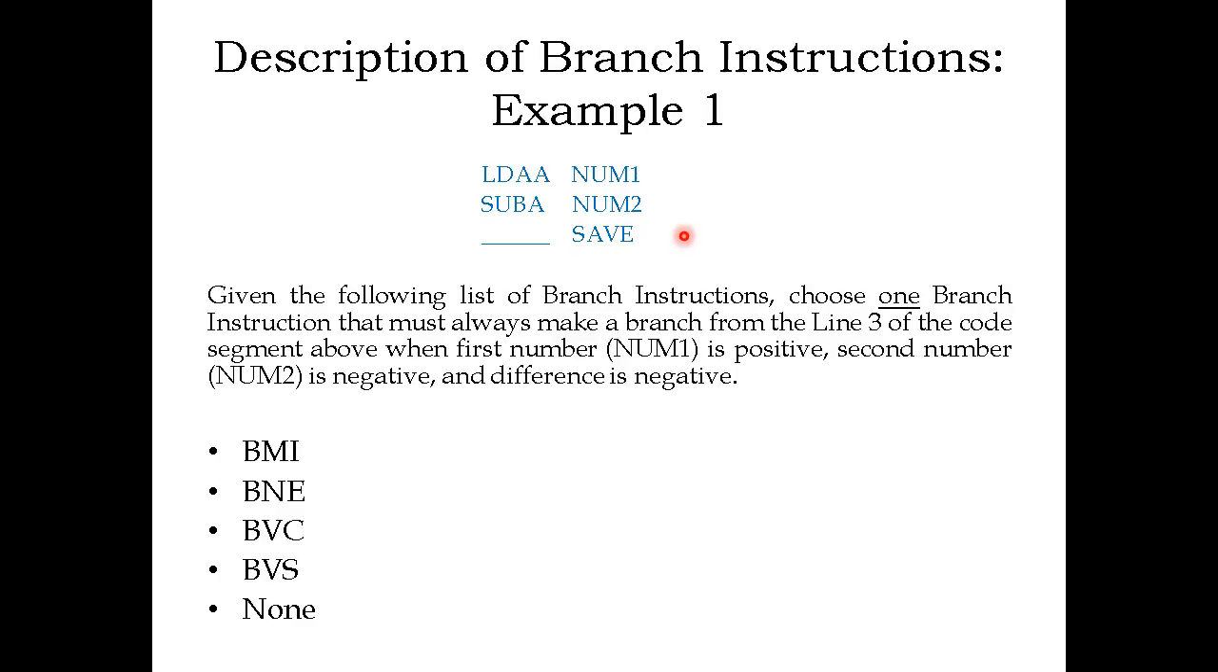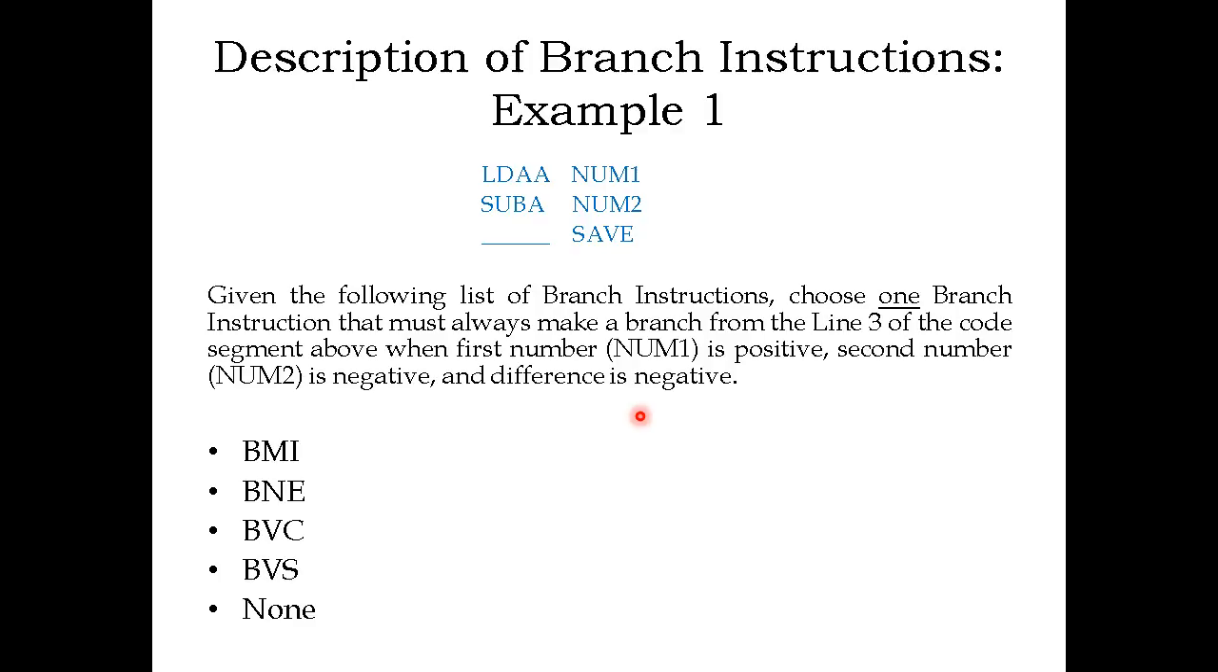Now, a couple of things here. We have a list of branches, and you have to select one. Now, to make it a little bit easier for you, what I did is we will let you just select one correct answer, and it will give you 100%. Okay? So that means even if you have more than one answer here, just select one, you'll get 100%, because all you have to do is just select one branch instruction from the list. Now, what we know from here: the first number is positive, second number is negative, and the difference must be negative.